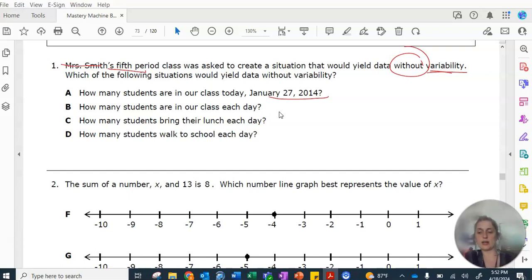Versus like a question like B, how many students are in your class each day? I don't know. Today we had high attendance. On days when it rains, we usually have lower attendance. It depends on the day. So A is our answer because there's one answer, even if we don't know what that one answer is. Versus B, C, and D, where you're like, well, on Tuesday, the answer was this, but on Friday, the answer was something different.